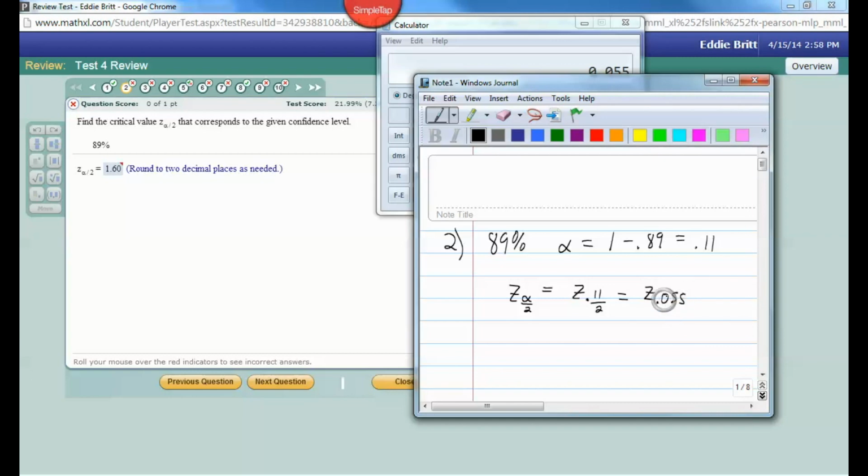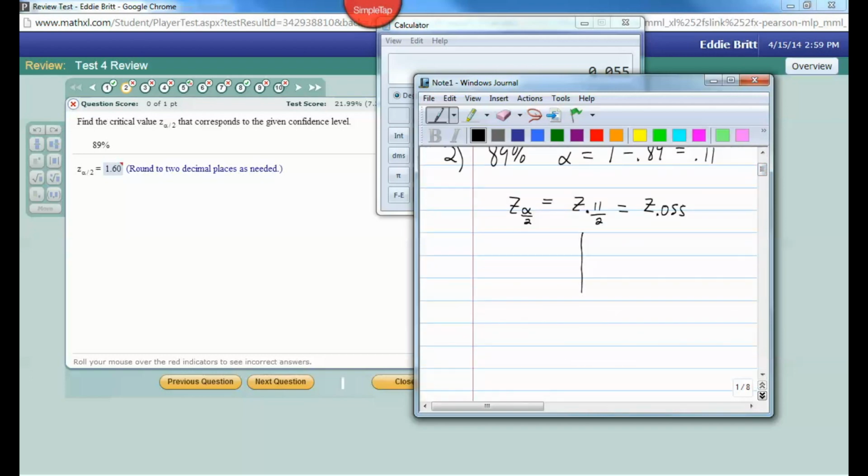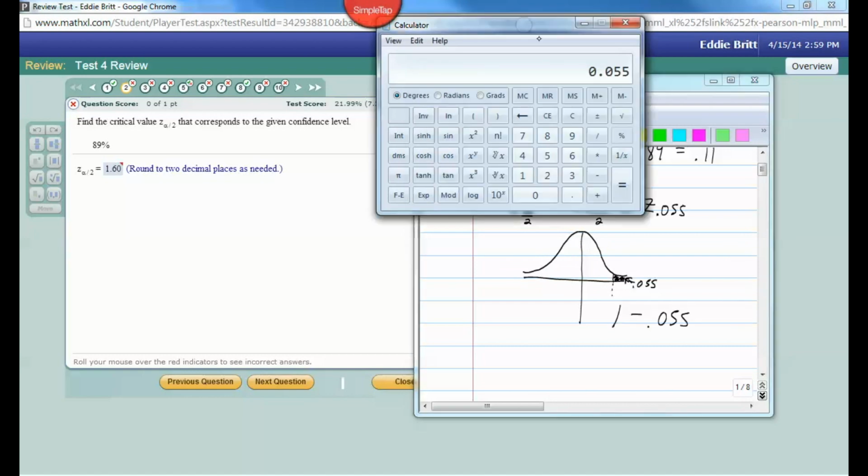Alright, so this is what I need to look at as far as area goes. We want that much area to be to the right of our critical z. So if we were looking under the bell curve, we want this area right here to be 0.055. The easiest way to do that is to look up the z-score for the area of all of this, so 1 minus 0.055, or 0.945.